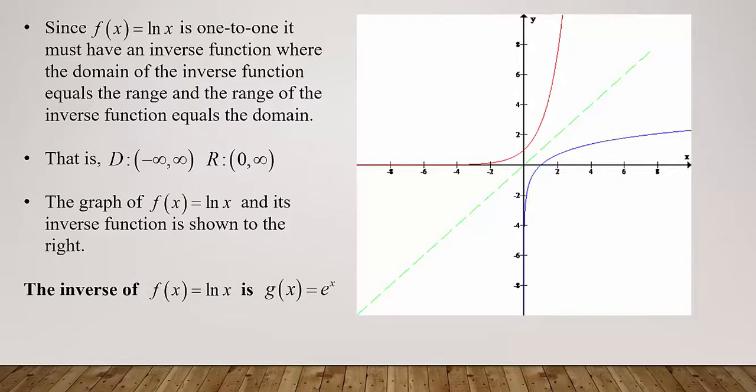And it has a name. The inverse of f of x equals ln x is g of x equals e to the x. So e to the x is the inverse for natural log x. And here's a little fact you might remember from algebra: y equals e to the x if and only if the natural log of y is equal to x.